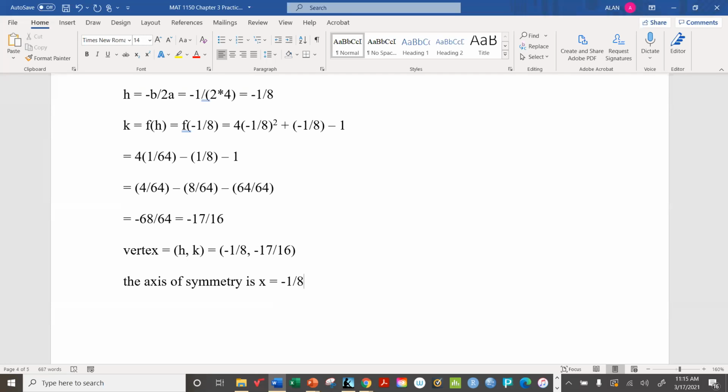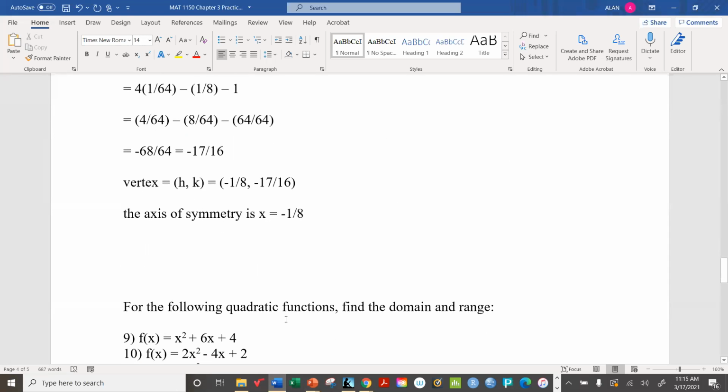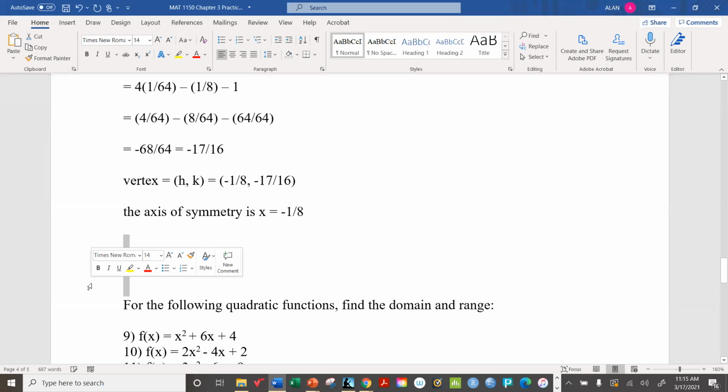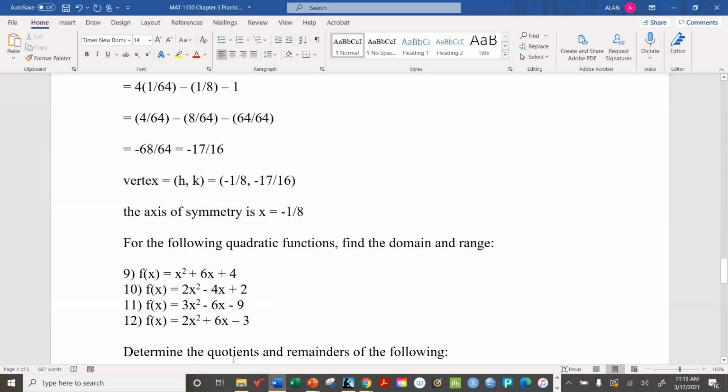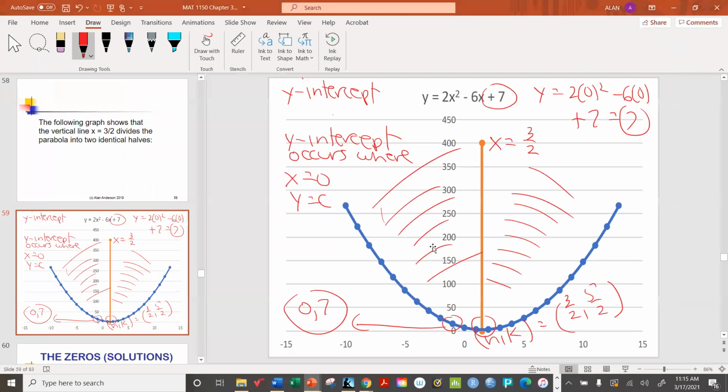Now, here's some that you might have forgotten about. Let's go back to the slides for a minute. This is something where we're going to be looking for domains and ranges. So you might recall that for quadratic functions, there's some simple formulas to help us find these. Let's go back and revisit what we were doing in chapter 3a.